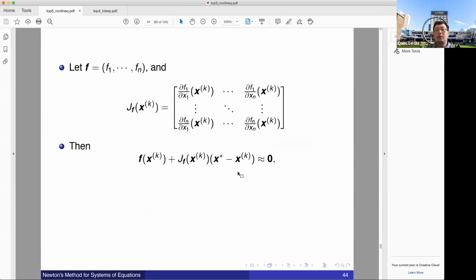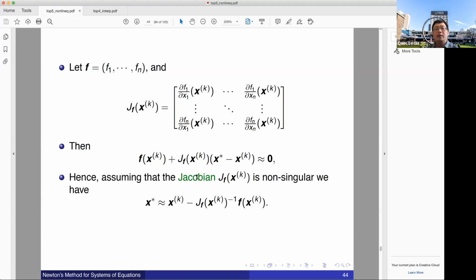Yes, x star is the actual solution. So why do I have an approximation here? Well, because remember we use a Taylor expansion. The Taylor expansion is not the exact value of the function, but an approximation, and we use that expansion of order one. So you see, we reduce everything into this simple equation, but everything here is a vector. And J is an n by n matrix. xk is a vector, x star is the vector of the actual solution.